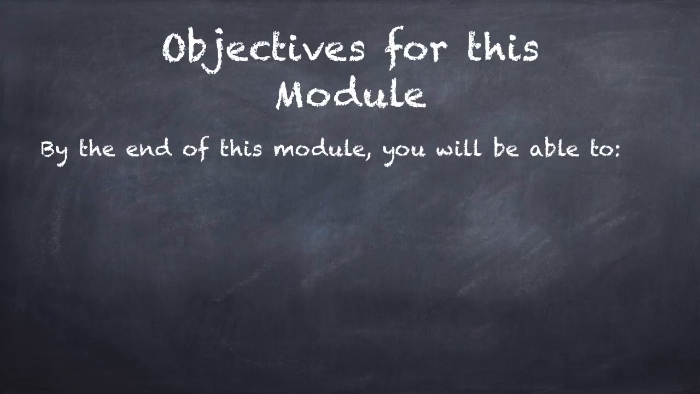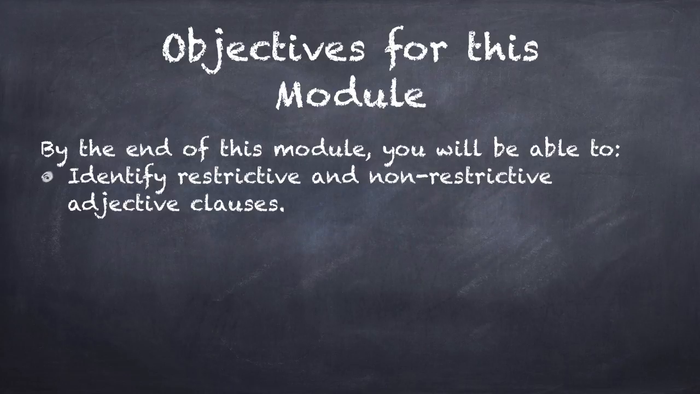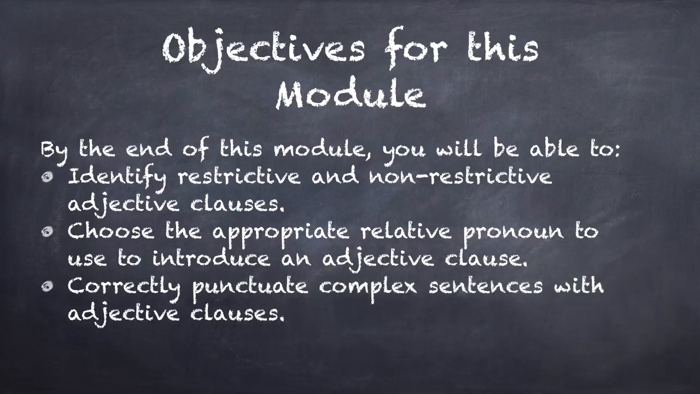By the end of this module, you should be able to identify restrictive and non-restrictive adjective clauses, choose the appropriate relative pronoun to introduce an adjective clause, and correctly punctuate complex sentences with adjective clauses.